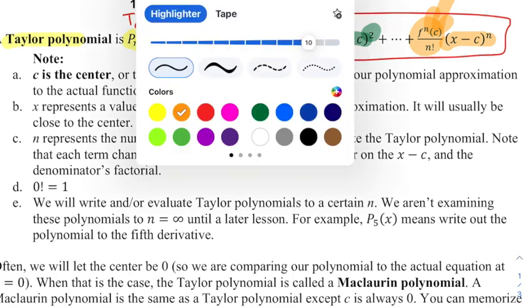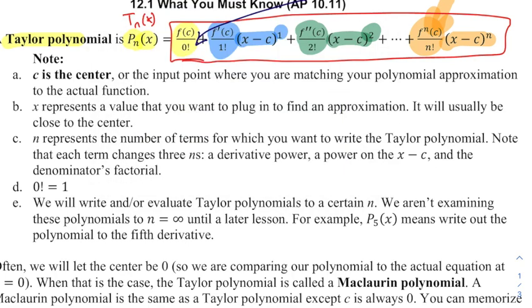Now, several notes, and these are notes that you might find yourself needing to come back and read over in the next few lessons as you're trying to put your mind around what's exactly going on here with Taylor polynomials. But C is called the center. Okay, we saw that in our picture of the graph. It's the input point where you're matching your polynomial approximation to the actual function. So you will know it. It'll give you an x equals a number, so that'd be C equals a number, and you will actually know that. You'll be told we're going to center this at 4 or at 1 or at 0.